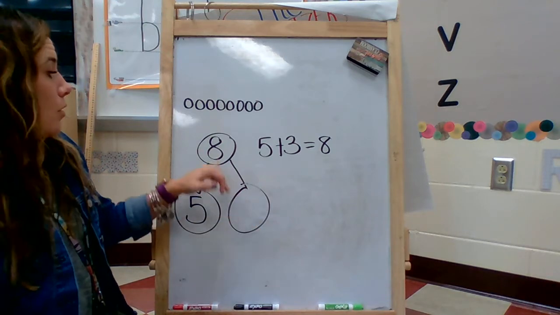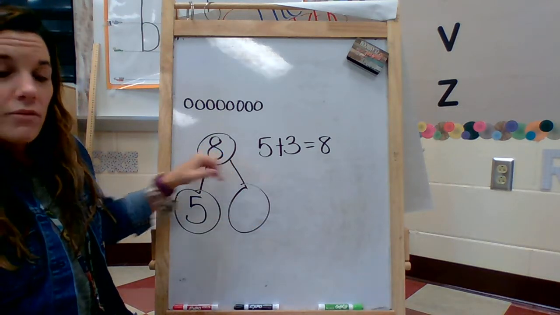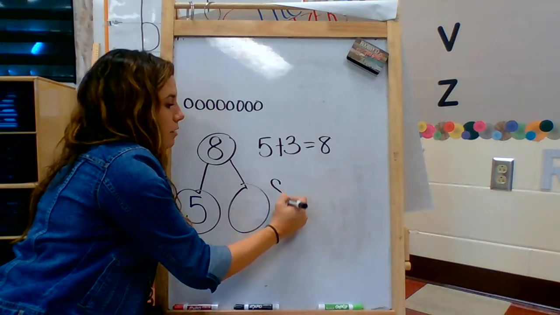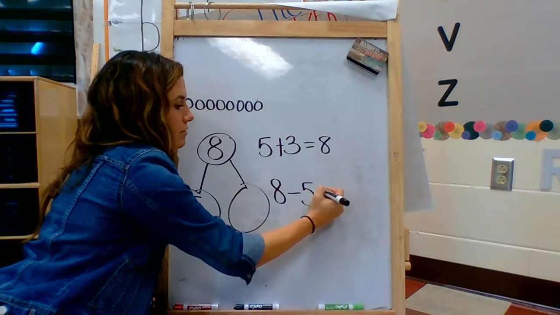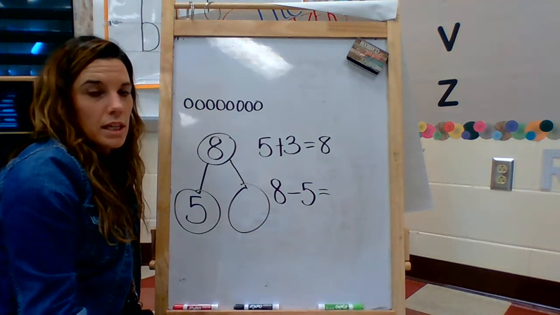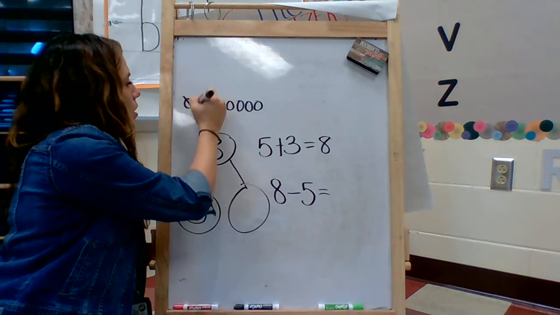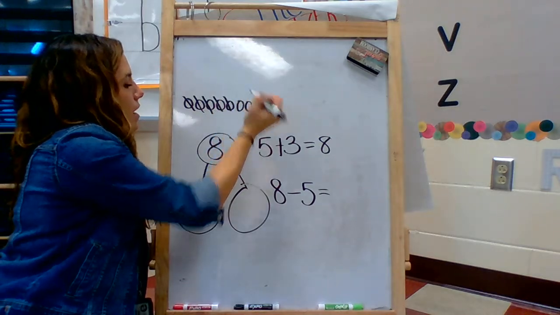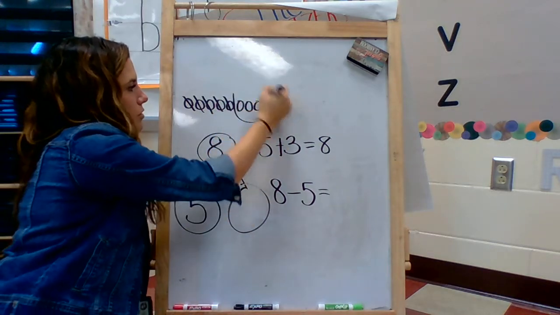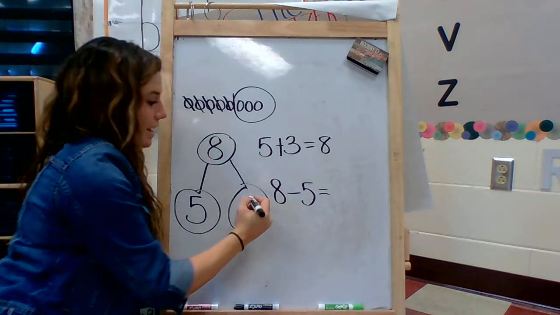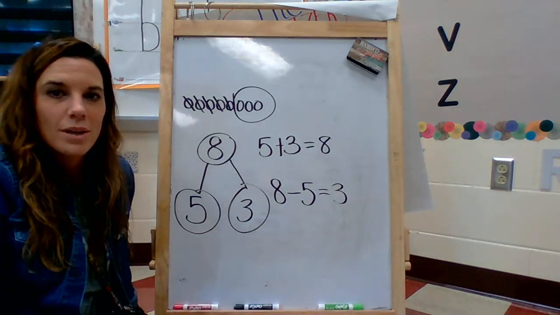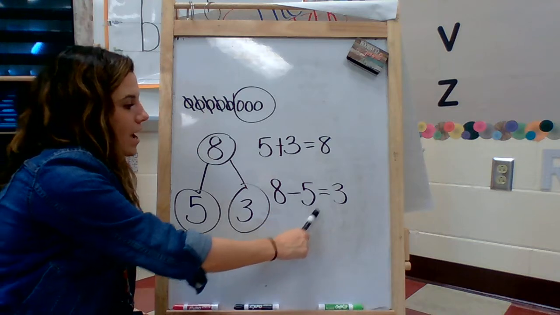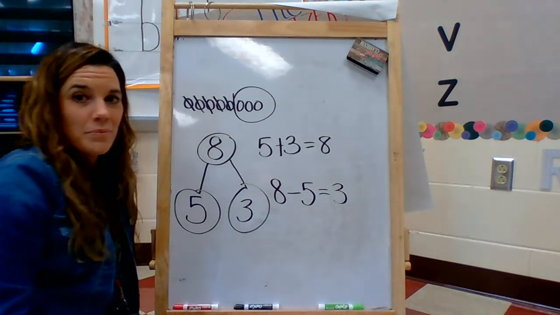Now, we're going to start at the beginning. If 8 bears are fishing, 8 bears are fishing minus 5, because 5 of them came back early. So I'm going to take 5 away. 1, 2, 3, 4, 5. How many are left over? 3. And look how we did that subtraction problem. 8 minus 5 equals 3.